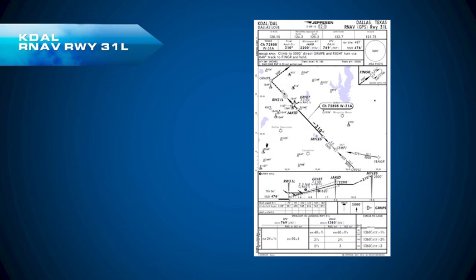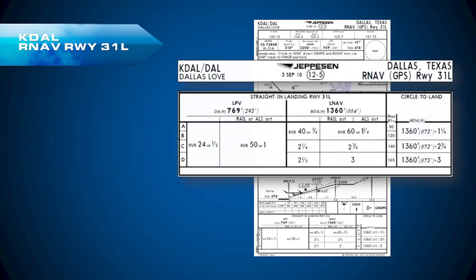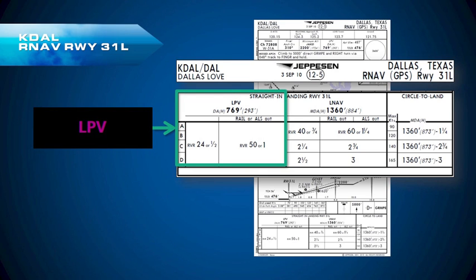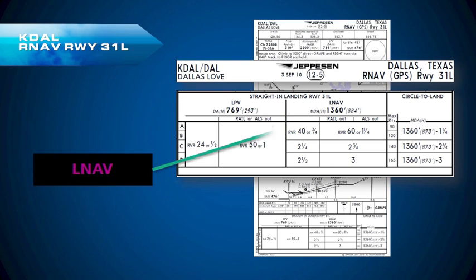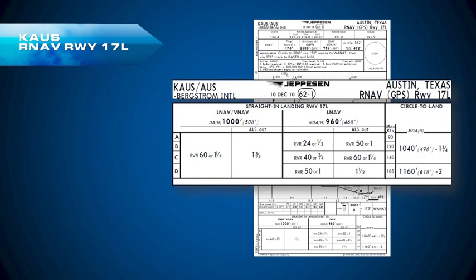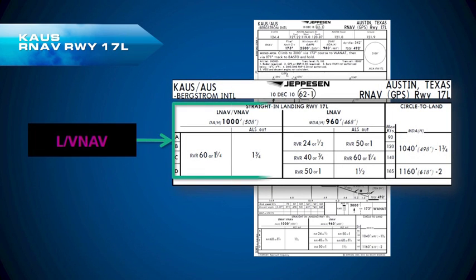To take an example of this, let's look at Dallas Love RNAV runway 31 left. Now here we're given two sets of minimums to work with. If we get the LPV enunciation, then we'll use the LPV decision altitude. And if we get the LNAV enunciation, we'll use the LNAV MDA. Now some approaches don't have LPVs, and we might get an approach with vertical guidance that's only an LNAV/VNAV. For example, here at Austin's RNAV runway 17 left. And in this case, we might expect to get an L/VNAV enunciation to fly to that decision altitude.